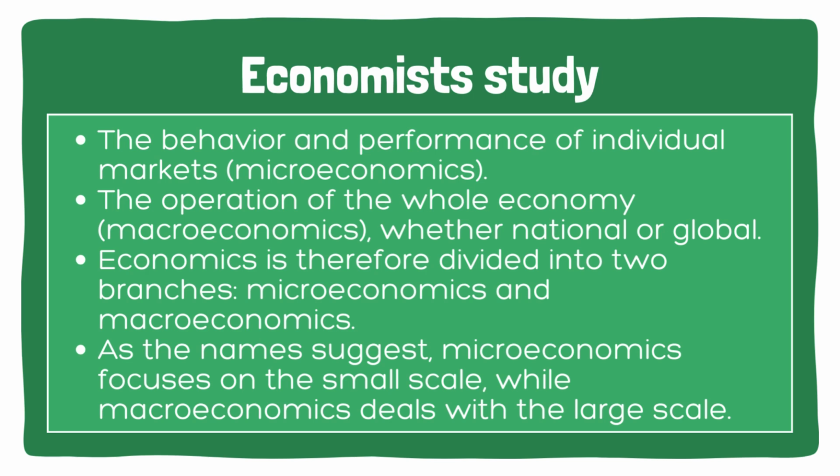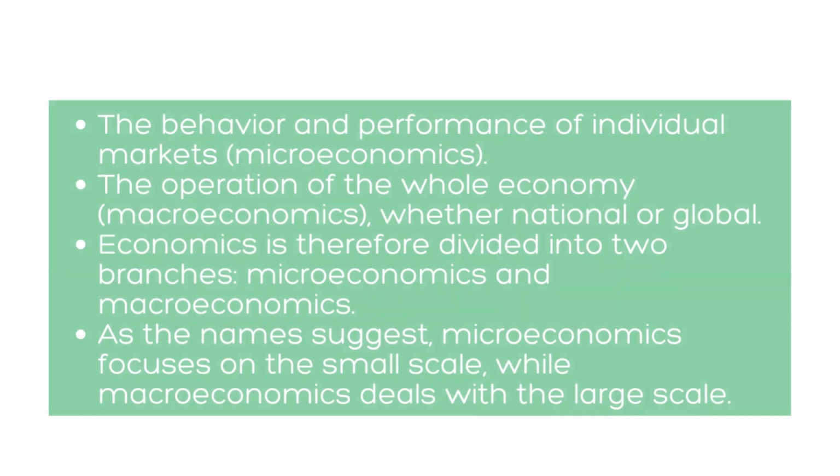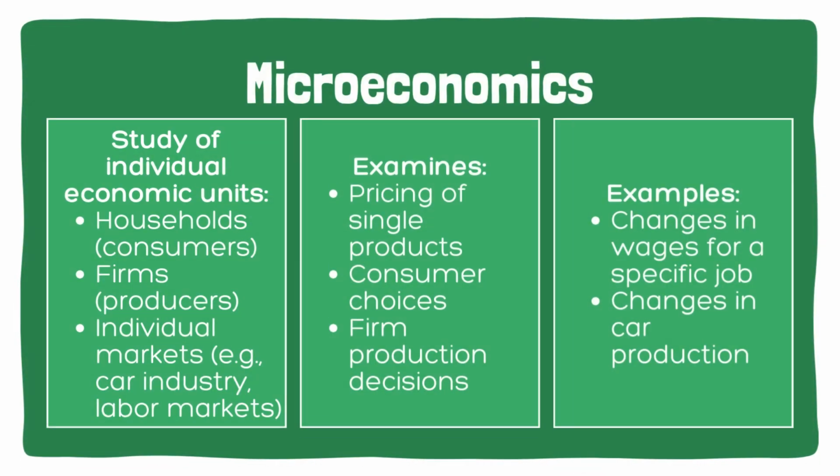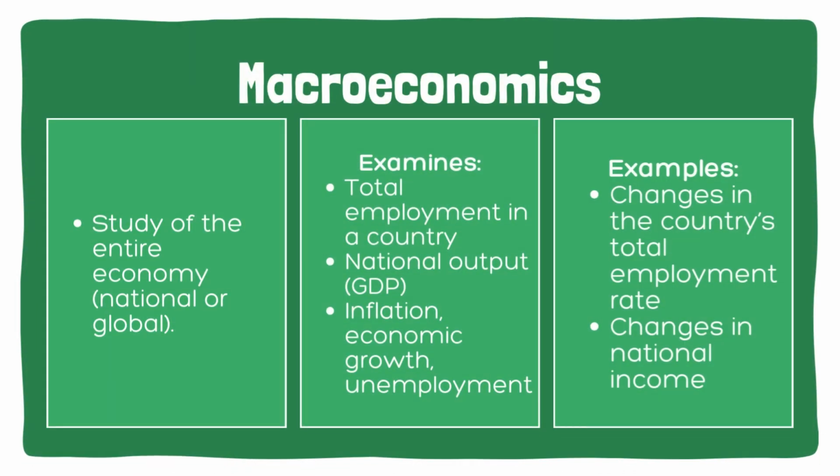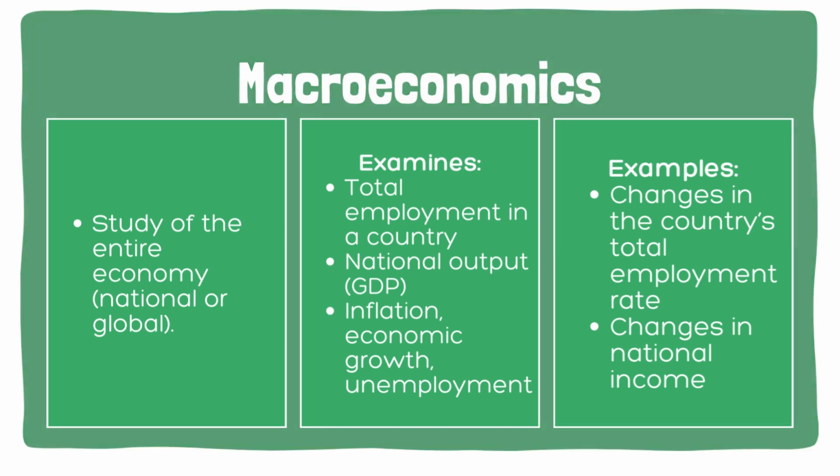As the name suggests, microeconomics focuses on the small scale, while macroeconomics deals with the large scale. Microeconomics is concerned with the behavior and decisions of households and firms, as well as the functioning of individual markets. For example, it may examine changes in the earnings of a particular occupation or changes in output in a specific industry, such as car production. Macroeconomics, on the other hand, studies the wider economy. It looks at large scale issues such as employment levels in a country or overall changes in national output.